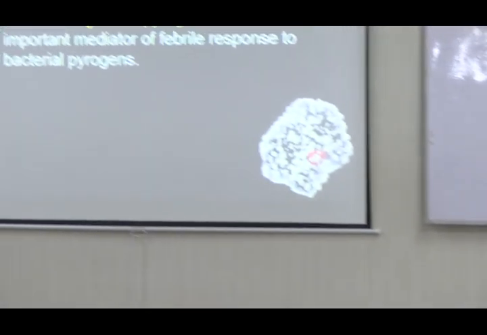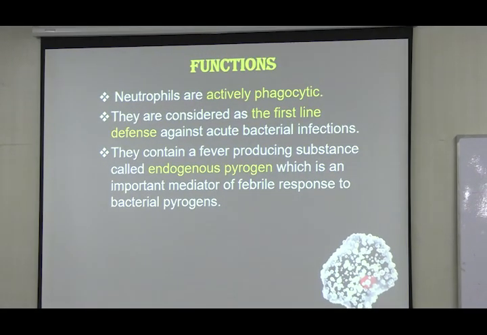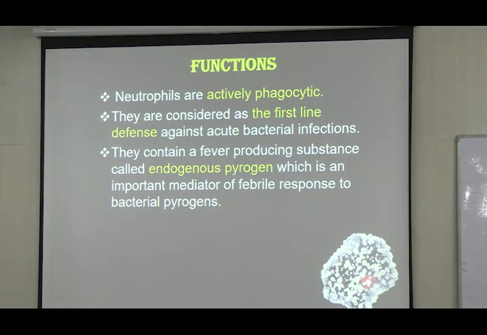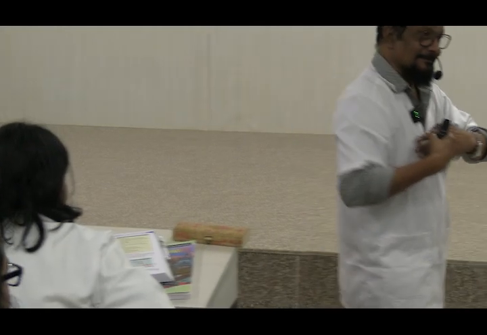Now the functions of neutrophil. What is the first function? This is actively phagocytic. What is phagocytosis? Suppose this is the invader. The cell will produce pseudopods, engulf this and bring it within the cell. Now this will be combined with lysosome.